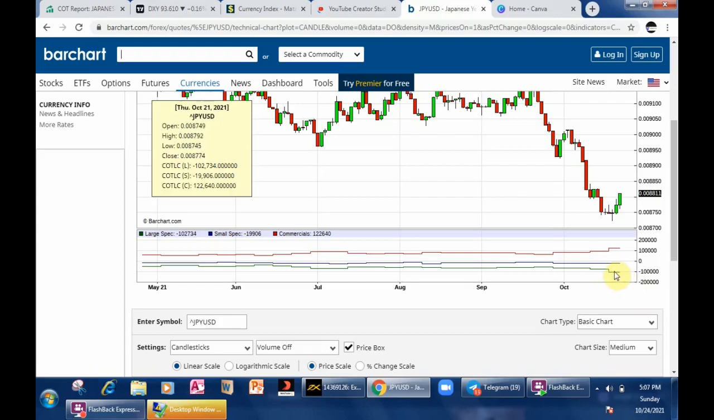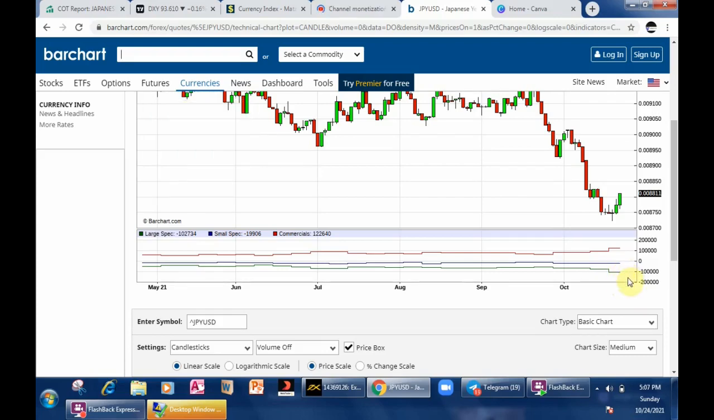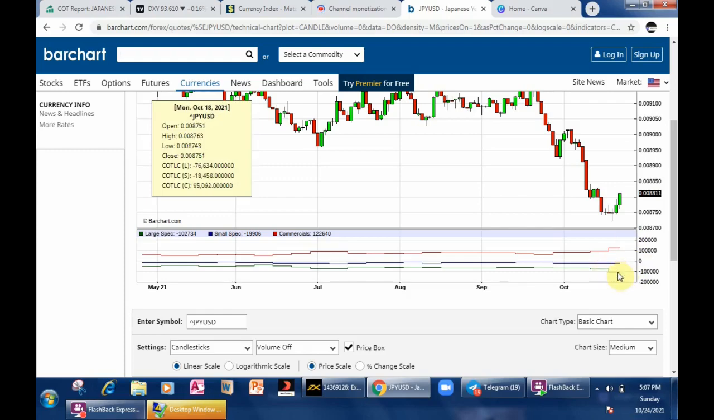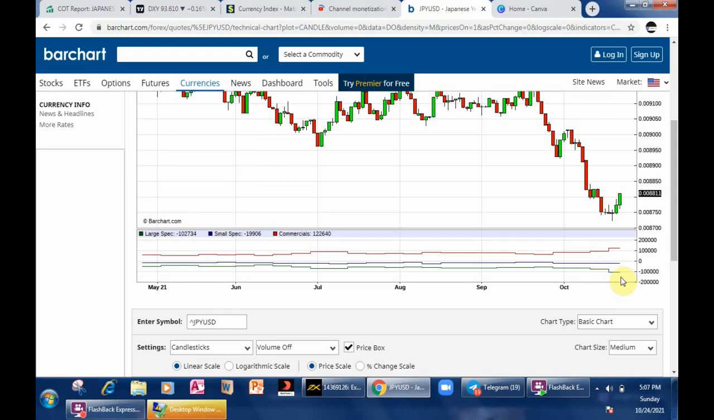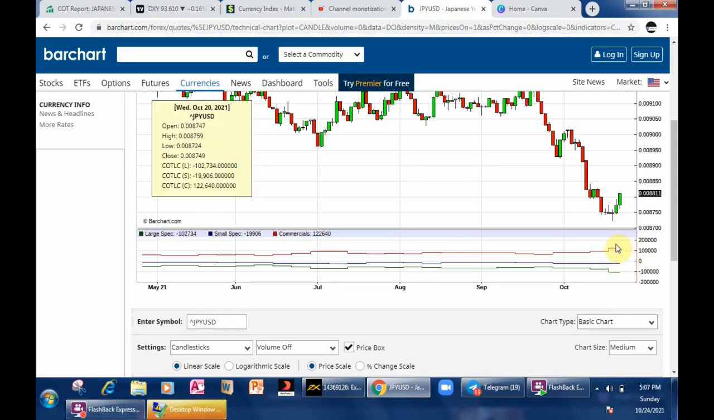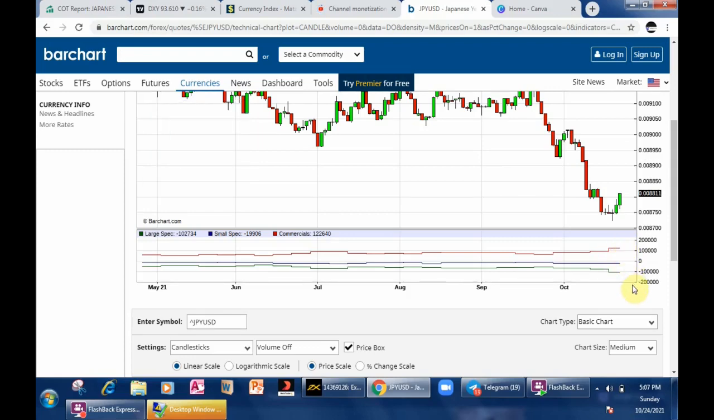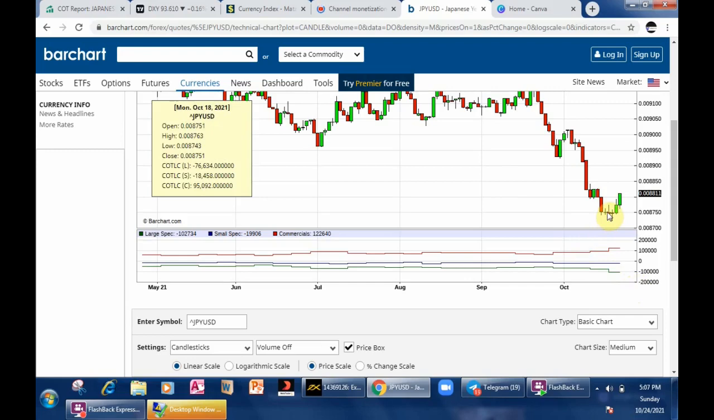Larry Williams will buy this thing when the commercials are at the extreme of each of these levels. So they are at the extreme, so we are at a buy area. Even though they are heavily net short, we should expect them to buy from here, and we expect the commercials to start selling from there. So this was where price was at that particular moment.